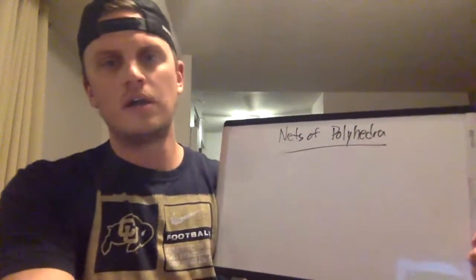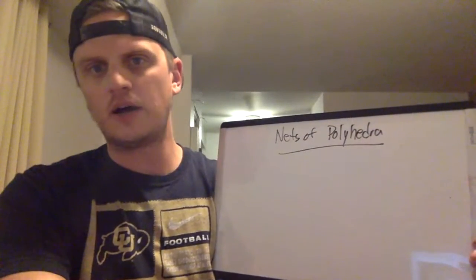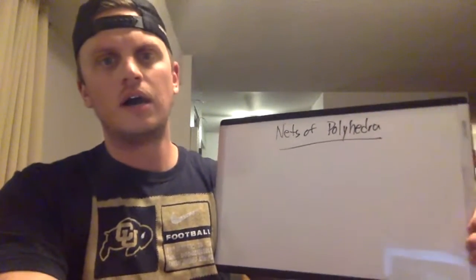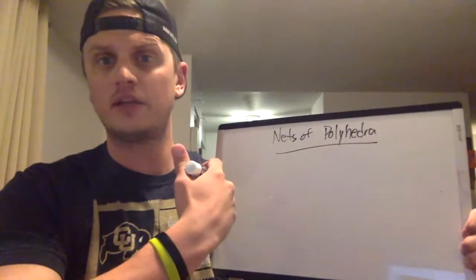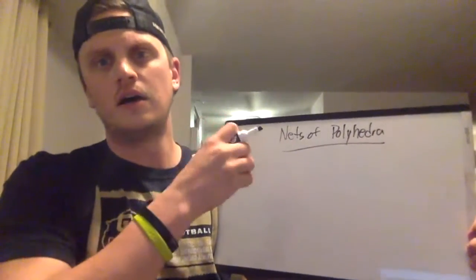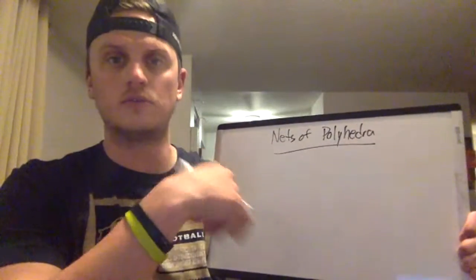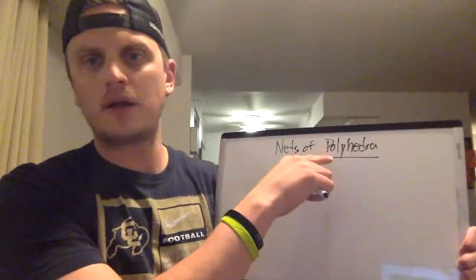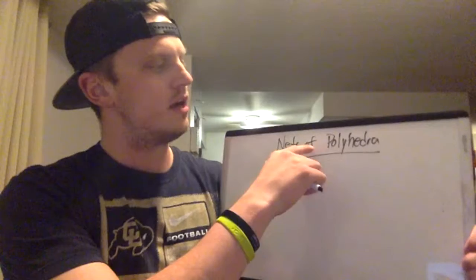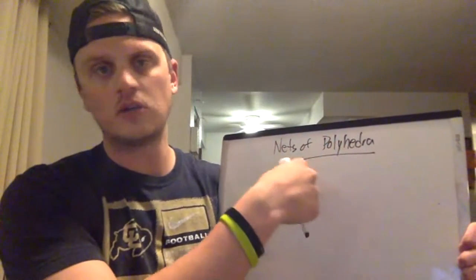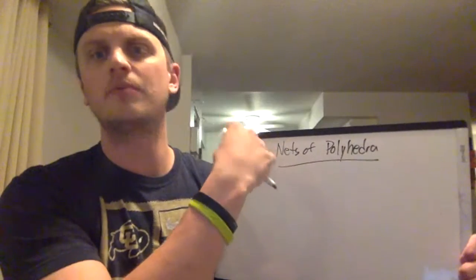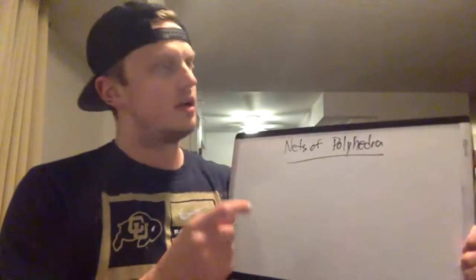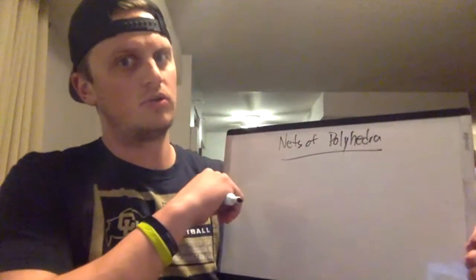This is going to be a little bit of help to guide you in what you need to know in order to identify a net of a polyhedra and identify a three-dimensional shape that can turn into a net. When you see the word polyhedra, you'll notice that poly means more than one. So when we're talking about polyhedra, we're talking about three-dimensional shapes that have more than one side to build a three-dimensional shape.